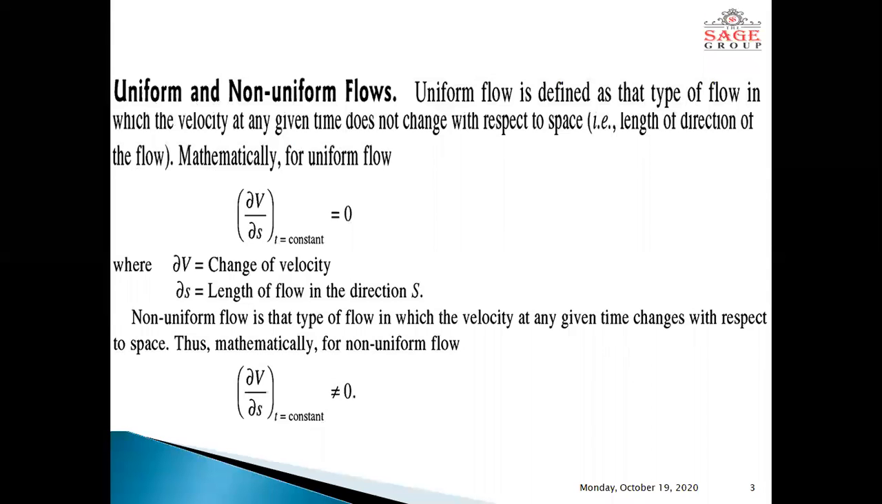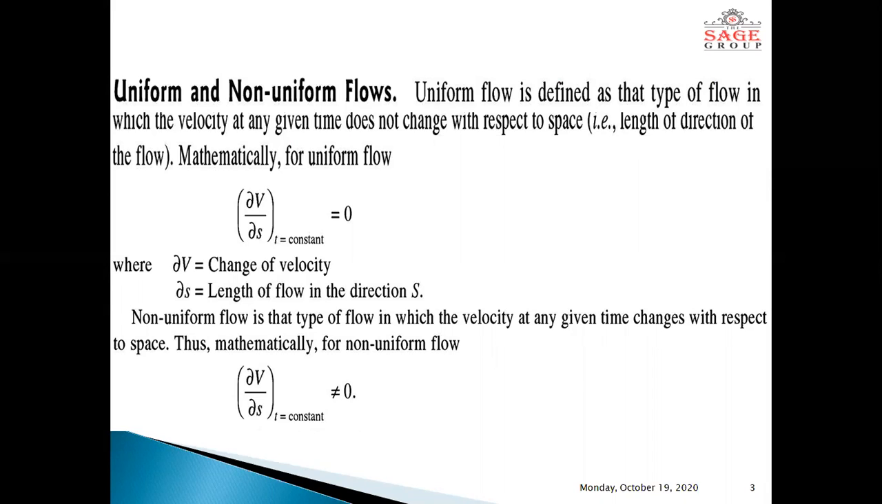Uniform flow is defined as that type of flow in which the velocity at any given time doesn't change with respect to space, that is, along the length of direction of the flow. Mathematically, we can say that for uniform flow, del V upon del S is equal to 0 where time is constant, where del V is the change of velocity and del S is the length of flow in the direction of S.